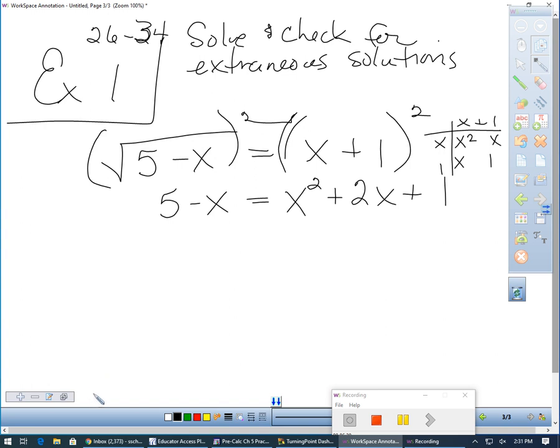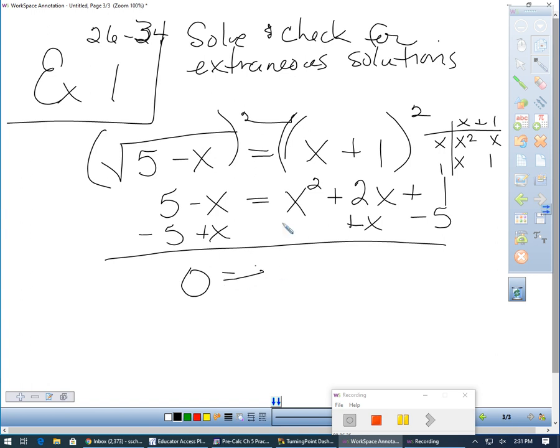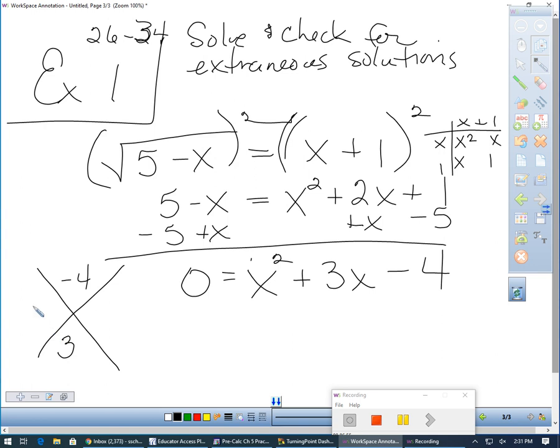Now we get it set equal to 0. So I'm going to subtract 5 to the other side, and I'm going to add x. Very good. So we have 0 equals x squared plus 3x minus 4. All right, so now let's factor this, because we're looking for solutions, right? 2 of them, because it's an x squared. Negative 4 on top, 3 on the bottom. My sides are 4 and negative 1. So I have x plus 4 times x minus 1 equals 0.